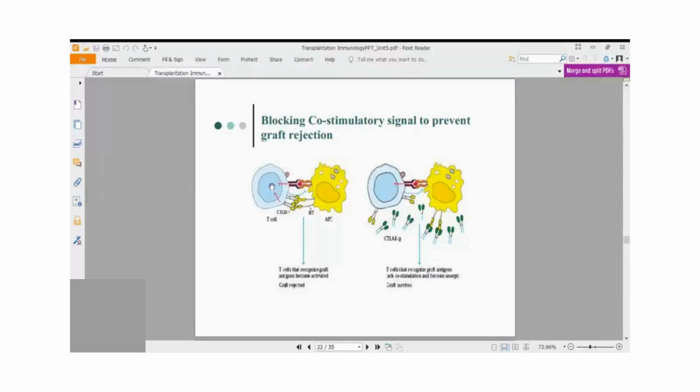These are the monoclonal antibodies which are expensive, available, and can be used during transplantation to prevent graft rejection by blocking the main receptor like the TCR, or by blocking the MHC receptor of the antigen presenting cell, or by blocking co-stimulatory molecules. So we will stop here today.